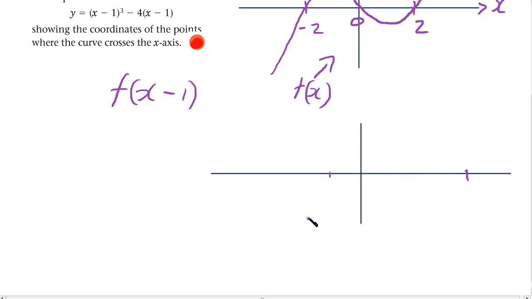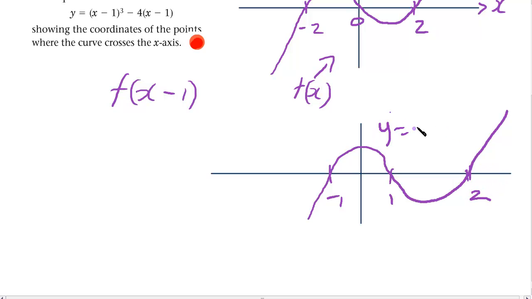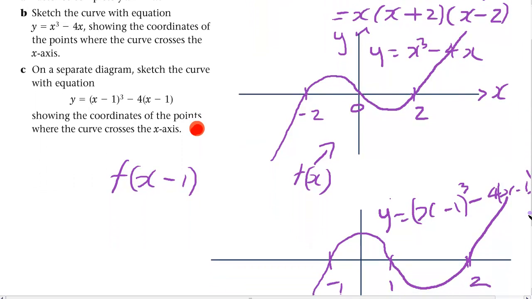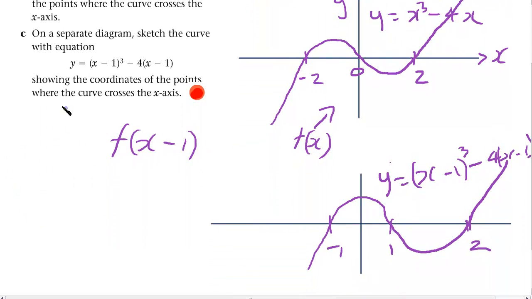So the peak of this will happen here, this will cross here, and this will cross there. So that will be at minus 1, that will be at 1, and that will be at 2. And this is going to be the graph of y equals (x minus 1) cubed minus 4(x minus 1). Oops, just lost it off the edge there. And we've done that. And we've got to indicate where it crosses the x-axis, which we've done, because everything's been shifted 1 unit to the right.